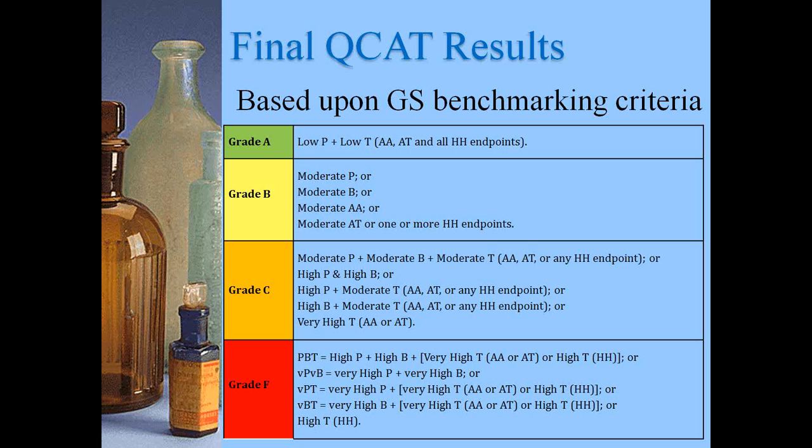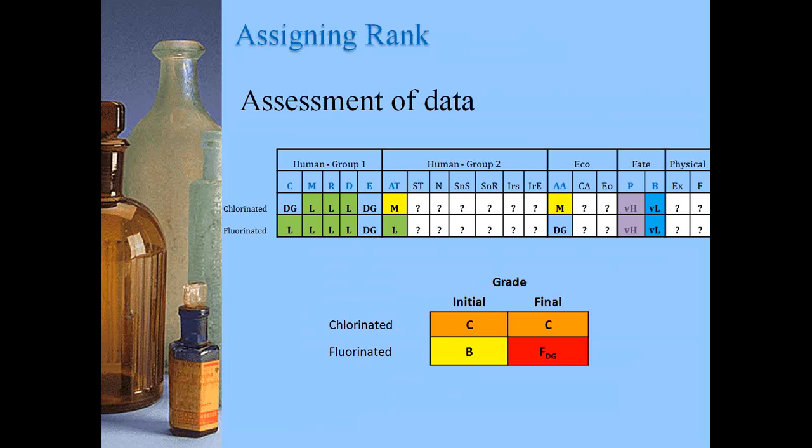Is it very persistent and very bioaccumulative? So is persistence very high and bioaccumulation very high? If it's very high for both, it's a grade F. So you go through those 5. If your table doesn't meet any of those 5, you then go to the next. You look at grade C. If it doesn't meet any of those, you go to grade B. So you basically move up the chart until you find out what grade the chemical has been assigned.